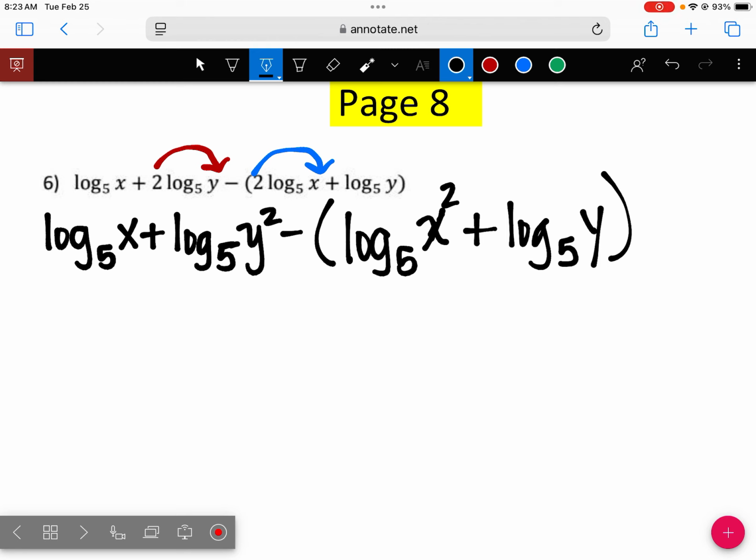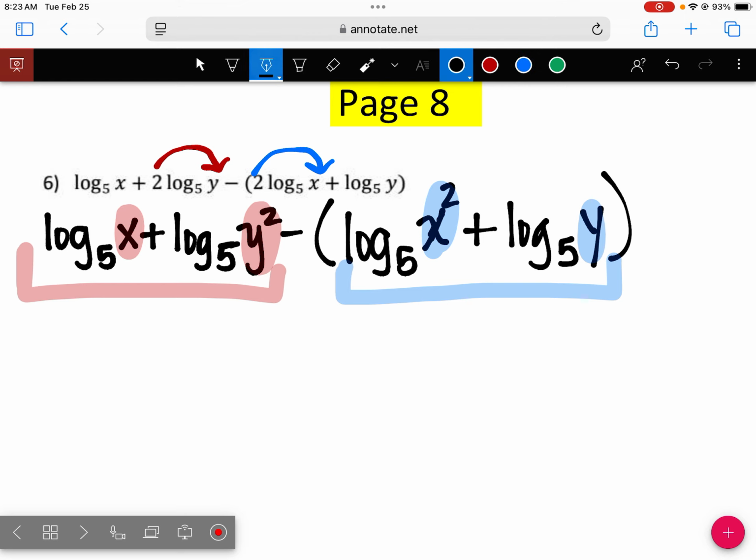And then the second thing we're going to do is look for addition. Because we have addition, that means that these two are being multiplied. So these two terms get multiplied, and then I'm going to condense this down where these two terms are multiplied. So I'll have the log base 5 of x times y squared minus the log base 5 of x squared times y.